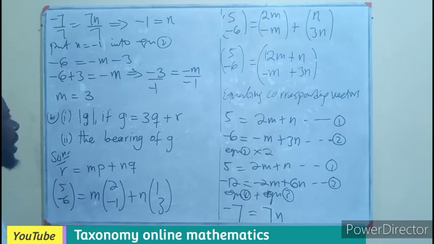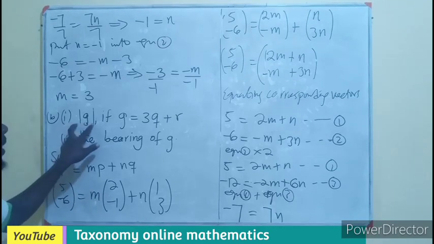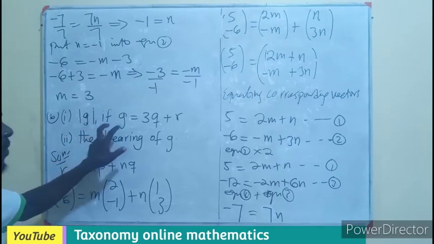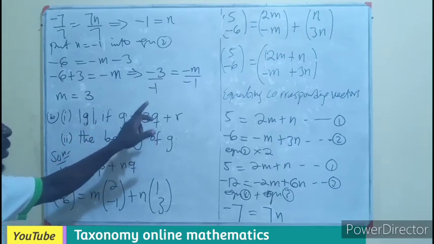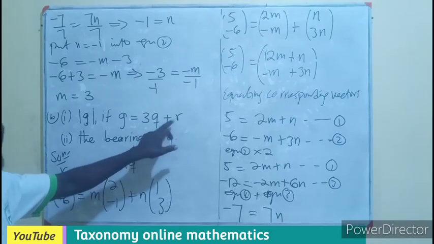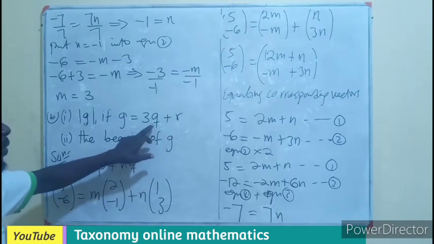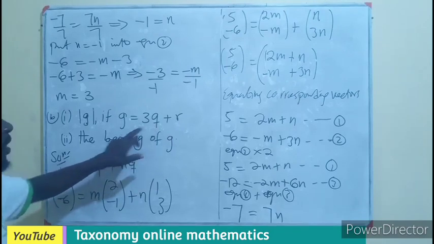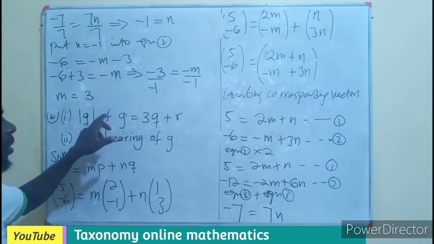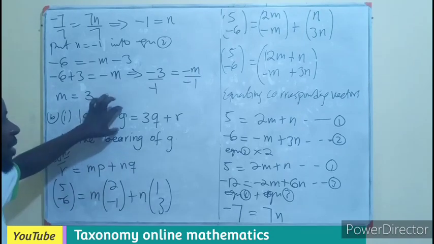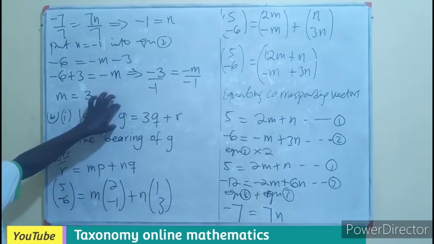The second part is saying that we have to find the magnitude of g, if g is also a vector equal to 3 times q plus r. Meaning I replace q and r by each vector, then I can find g. Then at the end, I should find the bearing of the vector that I'll be finding.